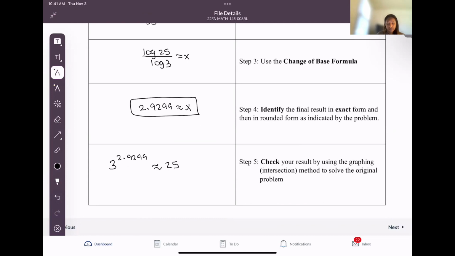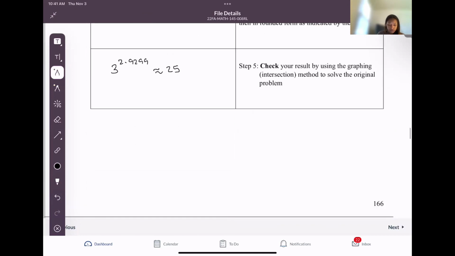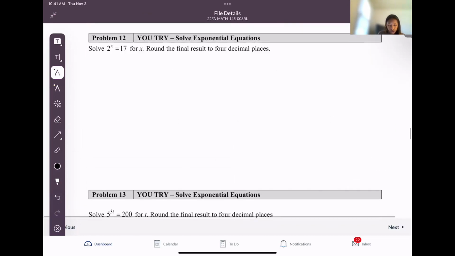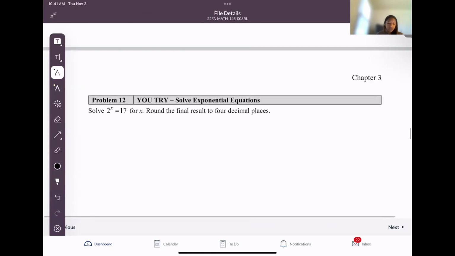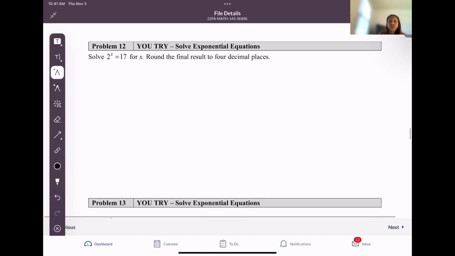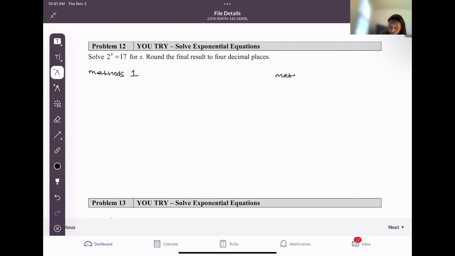All right. Let's keep rolling. So for problems 12, 13, and 14, you're just given an exponential equation. You're asked to find the result using rounding 4 decimal places. You can use either method. For 12, I'm going to show you how to do this using both methods. And then going forward, you can choose which one you like.